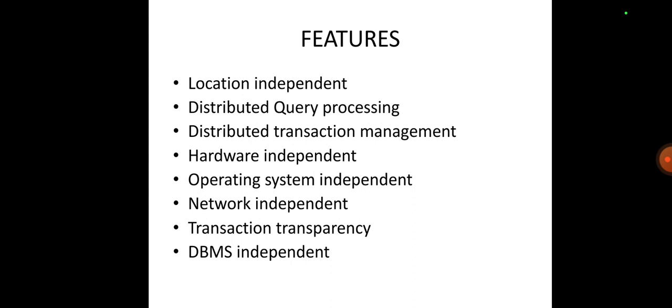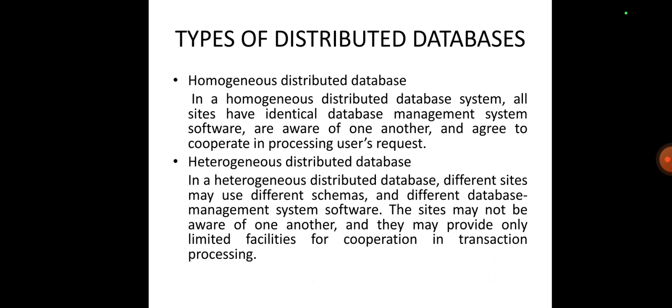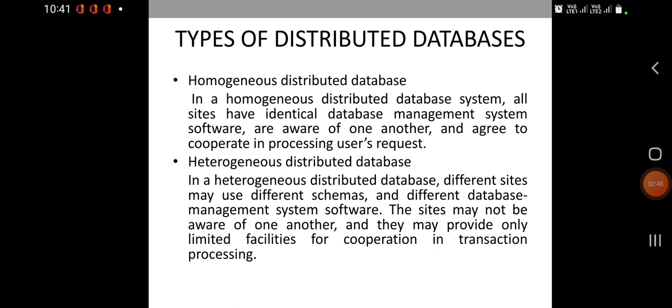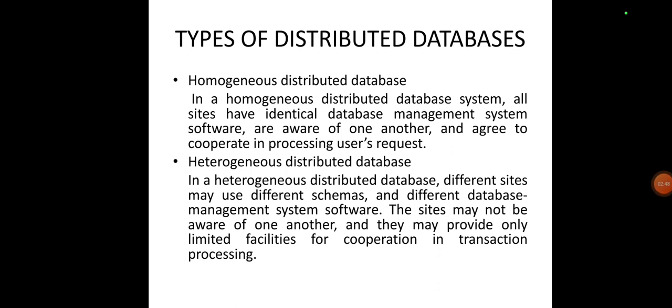Features: location independent, distributed query processing, distributed transaction management, hardware independent, operating system independent, network independent, transaction transparency, DBMS independent. Then types of distributed databases. There are two different types. First, homogeneous distributed database. In a homogeneous distributed database system, all sites have identical database management system software, are aware of one another and agree to cooperate in processing users' requests.